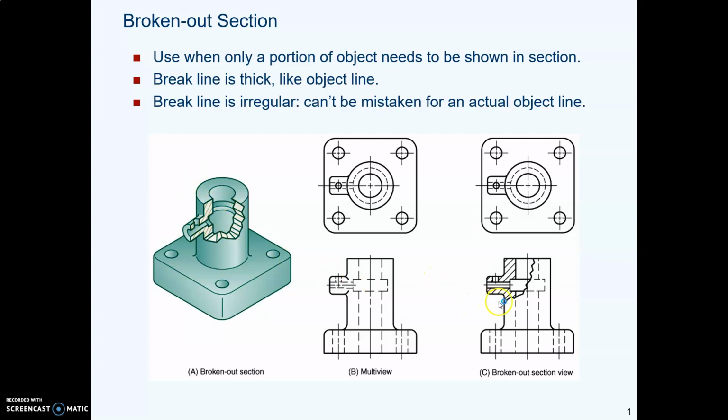So what you do is you draw an irregular line using the object layer, so it's a thick line, and I use a polyline, I just go zigzag, zigzag. You want to make it clear that that break line is not part of the object. It's clearly irregular, so nobody can think, oh, is that some edge? So it just looks like you took a bite out of the thing. And now the part that you're trying to dimension is visible, and you can dimension that part.